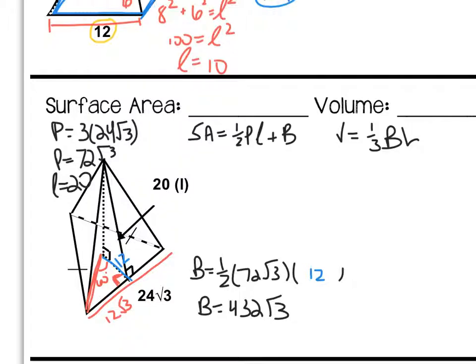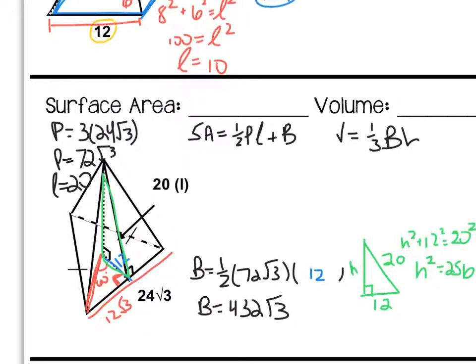And the last thing I need to do is find my height, now that I know what that is right there. So I'm going to draw my right triangle out of the pyramid. We have a slant height of 20. We just found that bottom piece is 12, so we can do Pythagorean theorem to find our height. H squared plus 12 squared equals 20 squared. So H squared is going to equal 256, so my height is 16. And plug and chug into my formula.